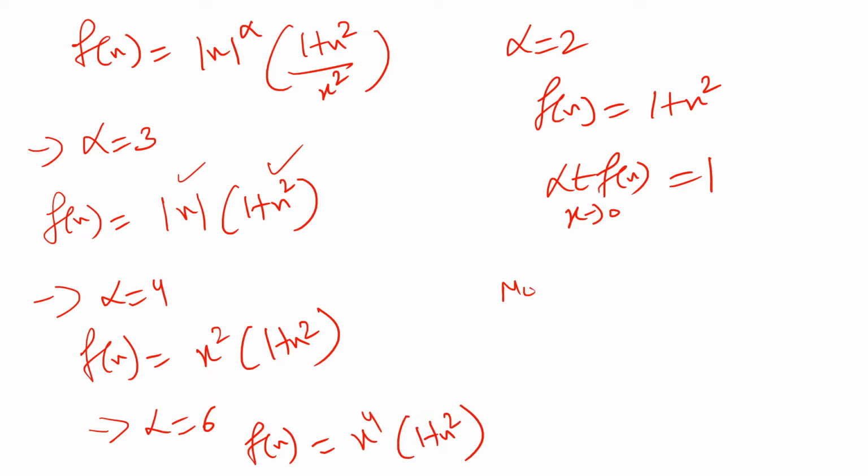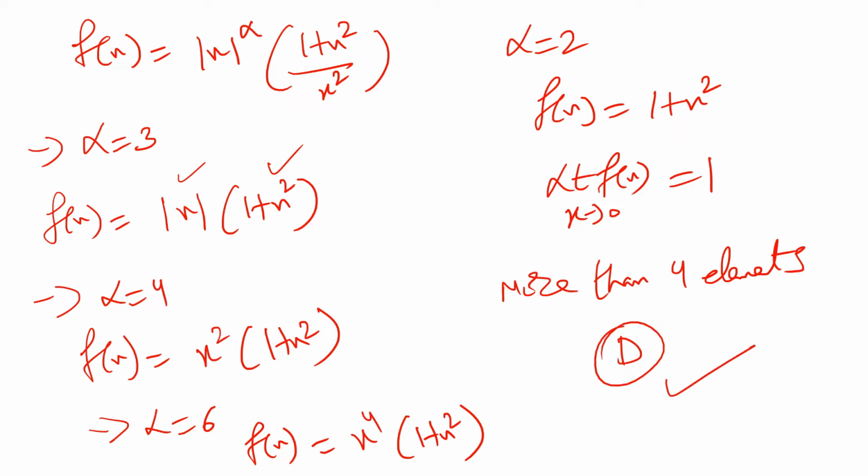So there are more than 4 elements, or option D is the correct one. Right? Now we move to the next question.